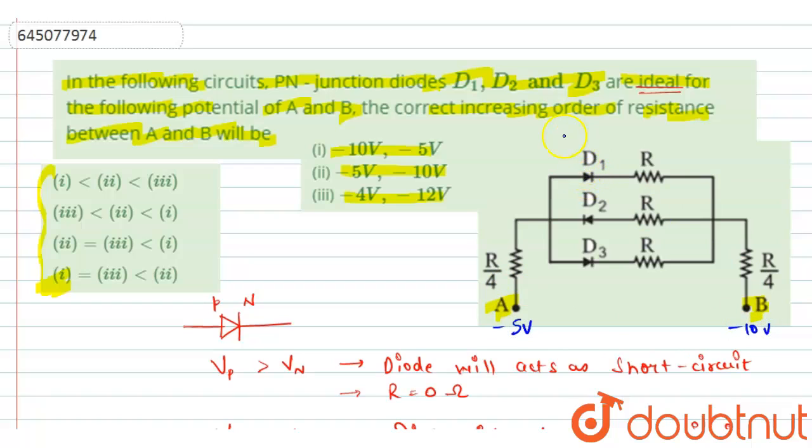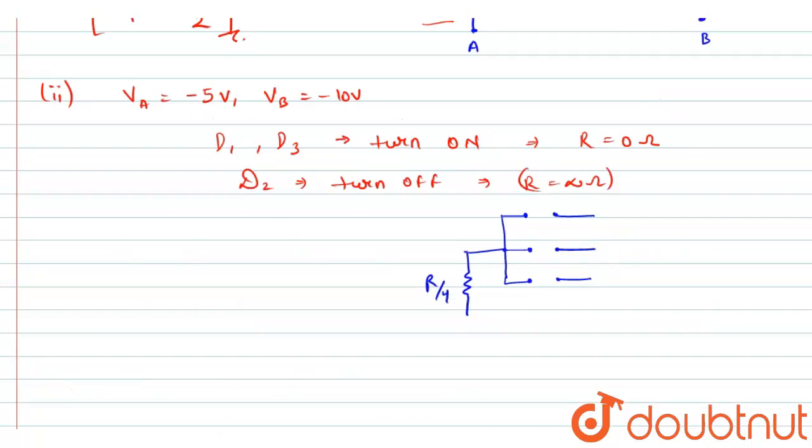So now see here, this diode will get short circuited because VP is greater than VN. Diode D2 will get open circuited because VN is greater than VP. Here we have minus 5 volts and here we have minus 10 volts. Similarly for D3, the VP voltage is greater than VN voltage. So D1 and D3 will be acting as short circuited.